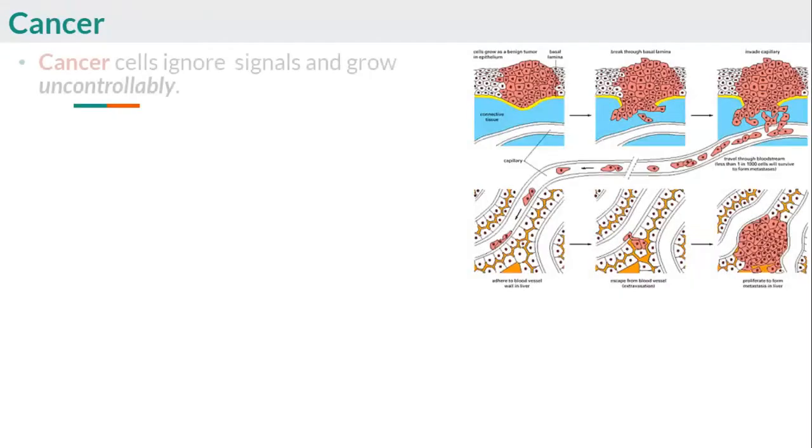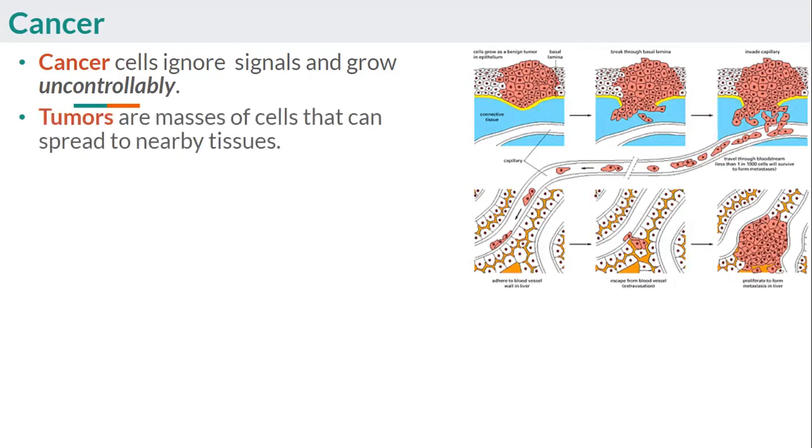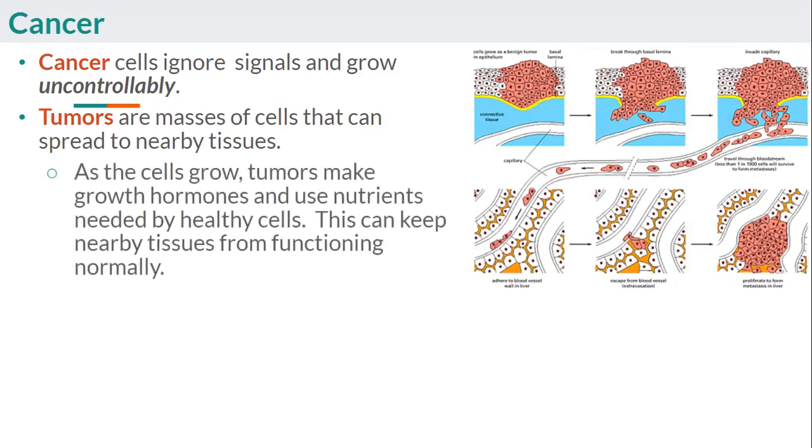So, those cells that ignore the signals and grow uncontrollably, we call them cancer cells. And when you get a bunch of cancer cells, a mass of them, they're called tumors. So tumors, just like here in the picture, it's not just one cell, it's many, many cells that are messed up and they're just dividing in an area. And they can affect the nearby cells, or in other words, a group of cells around them, which is tissues.